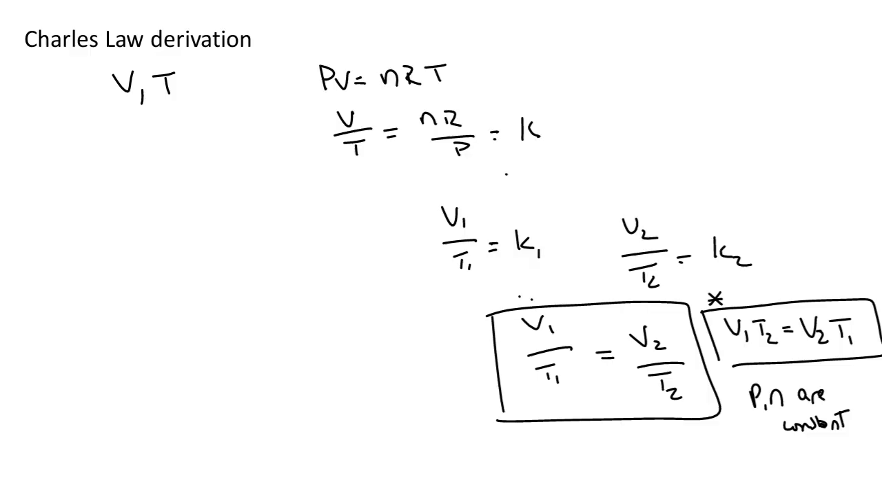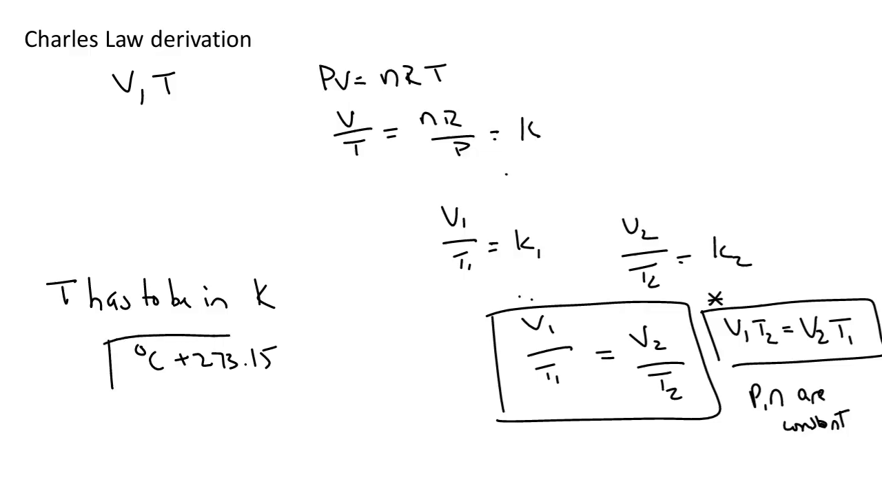Okay. And because we are dealing with temperature, it has to be in Kelvin. So it is degrees Celsius plus 273.15. That conversion is not given to you in the reference table. You have to remember that. If you do the equation in Celsius, the answer will make no sense. You might not get the correct value. You might not get the correct relationship.